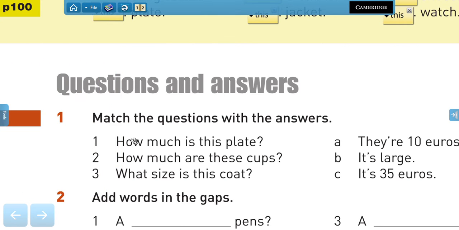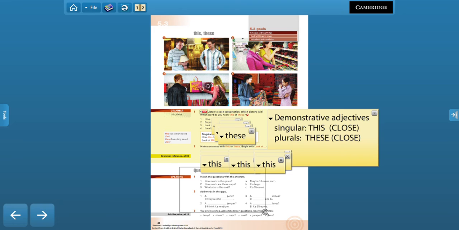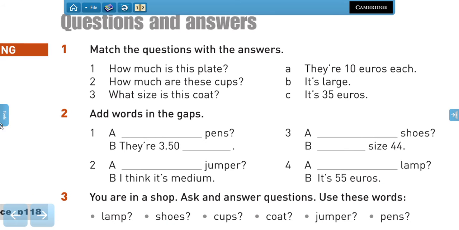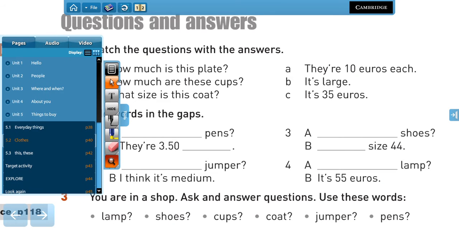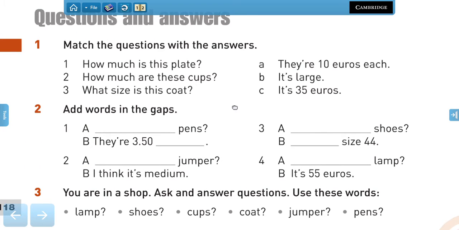So, let's again talk about prices and sizes in here. Match the questions with the answers. We have three different questions. The first one says, how much is this plate? How much? Price, right? How much are these cups? Plurals. And what size is this coat? What size? We have three possibilities for sizes, right?